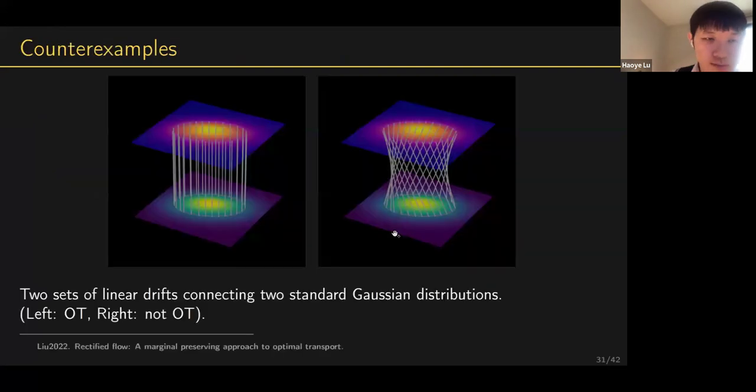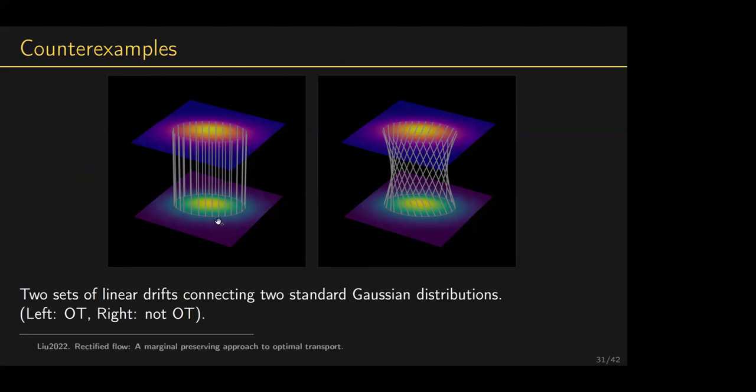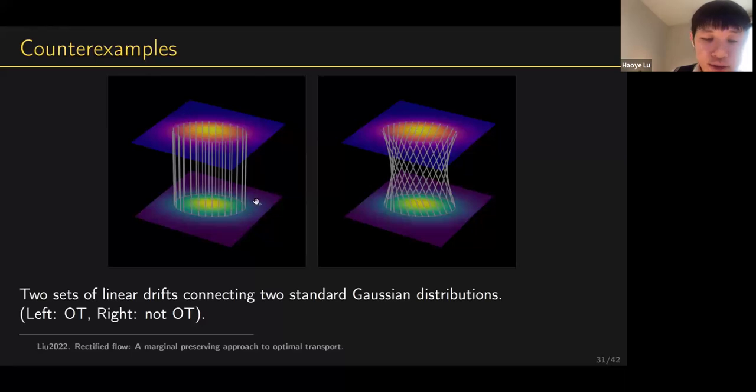To show this, I gave a simple counterexample here, basically connecting two standard Gaussian distributions using linear flows. In the first one, it is the identity transformation, and of course, it's the optimal transport scheme. But for the second one, we introduce some rotation. Although it is still linear, it's no longer optimal transport.